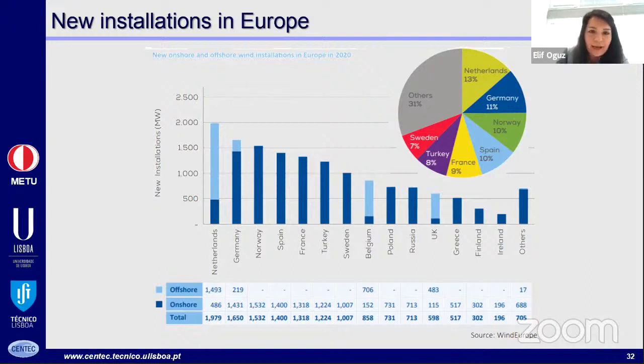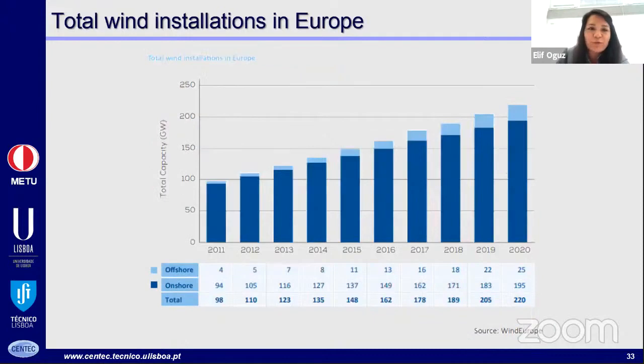And in the last slides, I would like to just show you the total wind installations in Europe, the current situation. As you see here, 220 gigawatts of total installations we have in Europe, and only 11% of it is offshore. But still, of course, we all will be working on the offshore part.